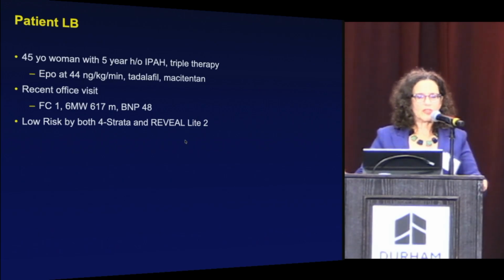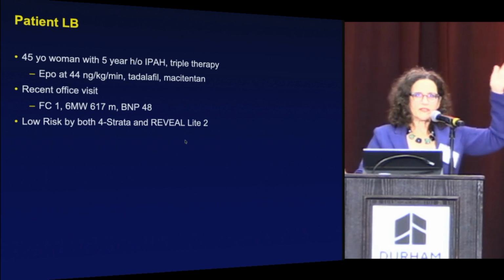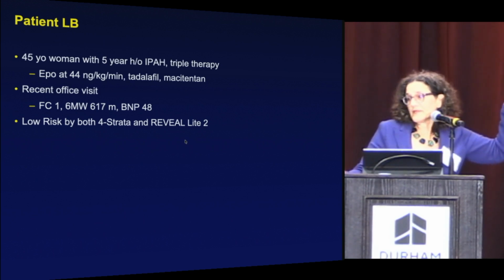Last time we saw her, doing great. Functional class 1. She can do anything she wants. Her hall walk is 617, well above 440. Really great. Her BNP was 48. She calculated into low risk by both Four Strata and REVEAL. Is everyone happy? Raise your hand if you're happy. You're happy, right?